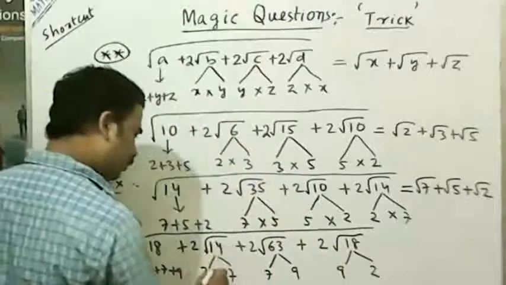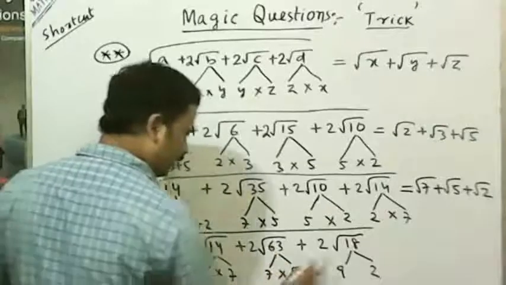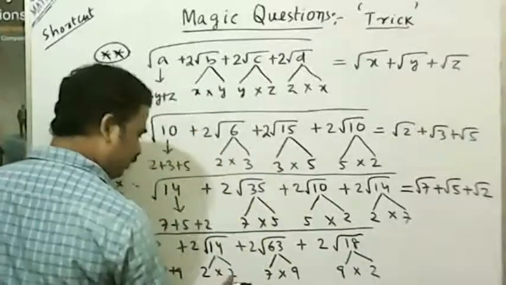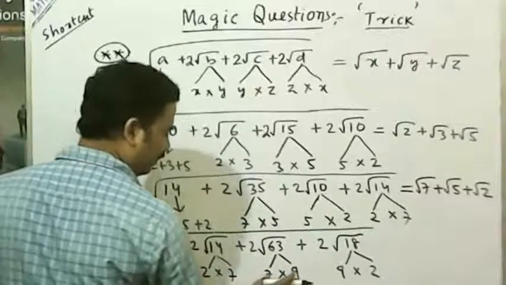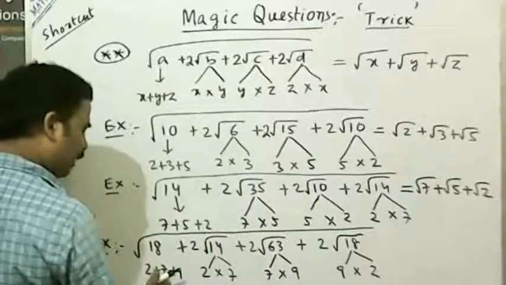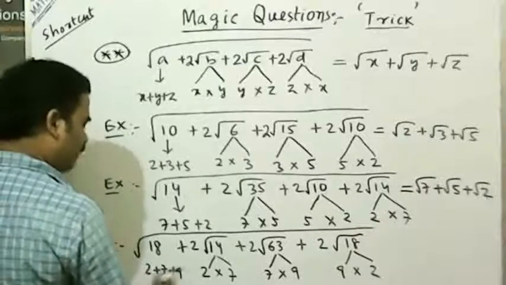That means here 14 is equal to 2 into 7, 63 is equal to 7 into 9, and 18 is equal to 9 into 2. That is x, this is y, this is y, this is z, this is z, this is x. So that is x plus y plus z, that means 2 plus 7 plus 9.